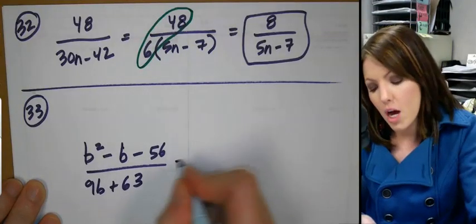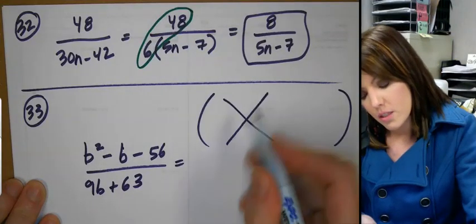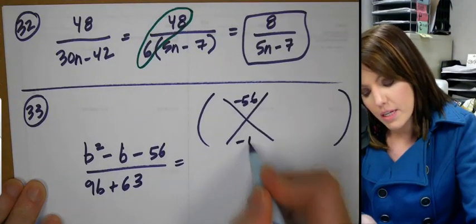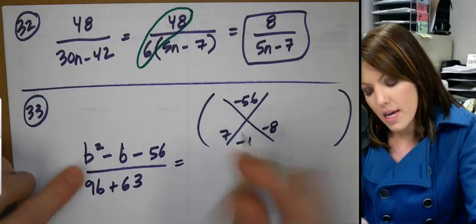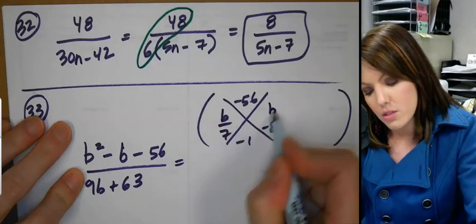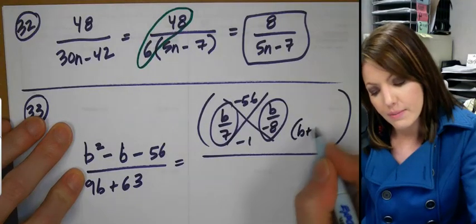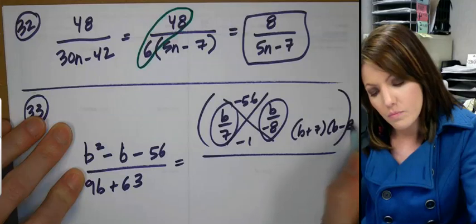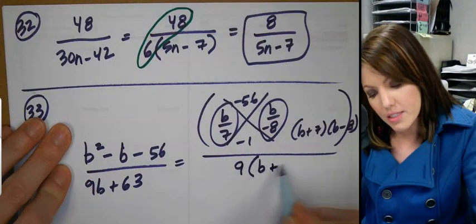So the top one is a diamond. We have negative 56 in the top, negative 1 in the bottom. Two numbers that fit in here are 7 and negative 8. And then we distribute that b to the numerators of each of these. So this comes out to be b plus 7, b minus 8. The bottom we can factor out a 9, and we get b plus 7 left in the parentheses.